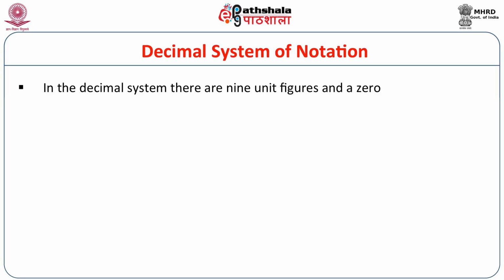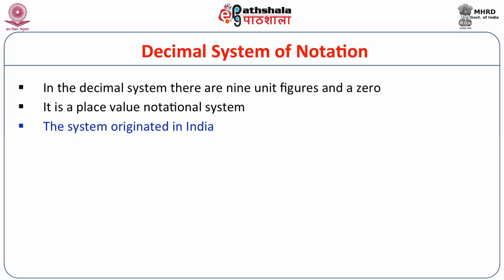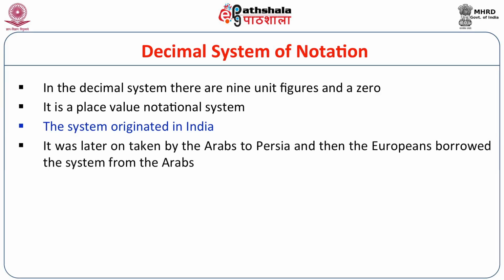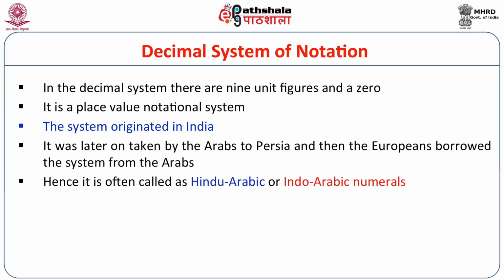And in this system of notation, the decimal system notation, there are only 9 unit figures and a 0, and it is a place value notational system, and the system originated in India. It was later taken by the Arabs to Persia, and then the Europeans borrowed the system from the Arabs. Hence it is often called Hindu-Arabic or Indo-Arabic numerals.